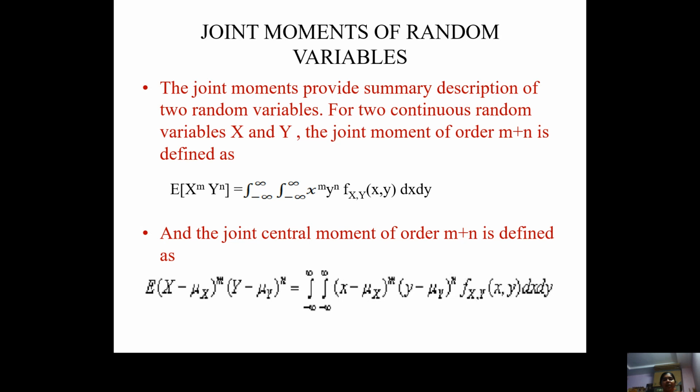So the expectation of (x minus mu x) to the power m, (y minus mu y) to the power n is equal to the double integral from minus infinity to infinity of (x minus mu x) to the power m, (y minus mu y) to the power n, f_xy of x, y, dx dy. So this is the joint central moment of the order m plus n. Did you understand? This is the joint moment, whereas this is the joint central moment.